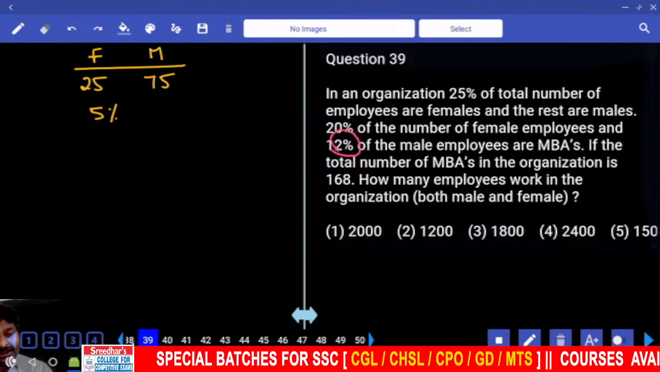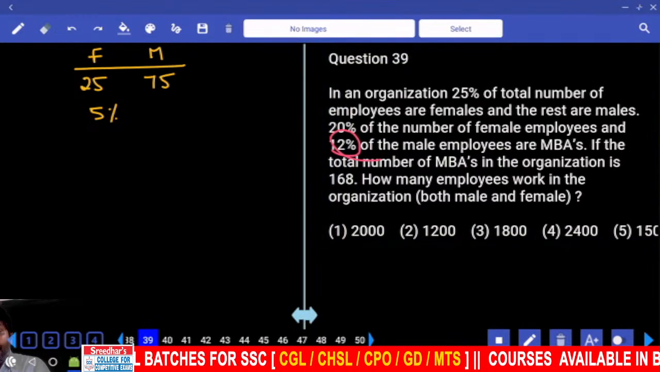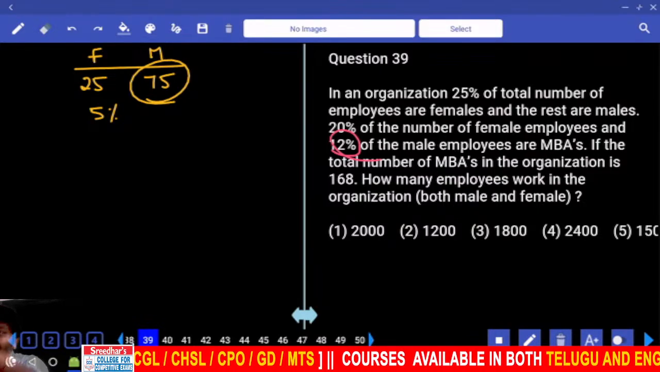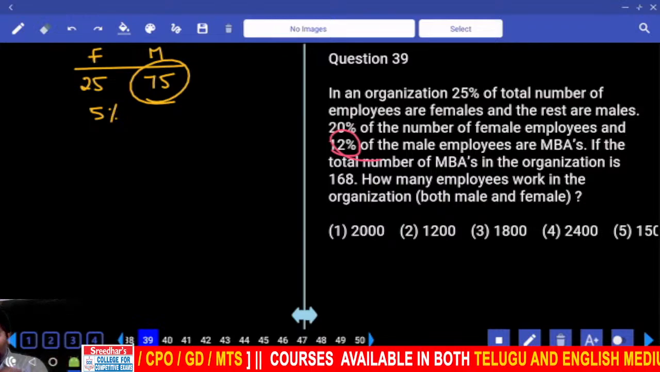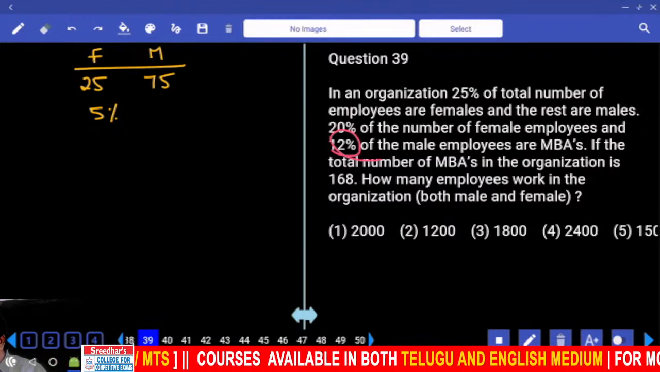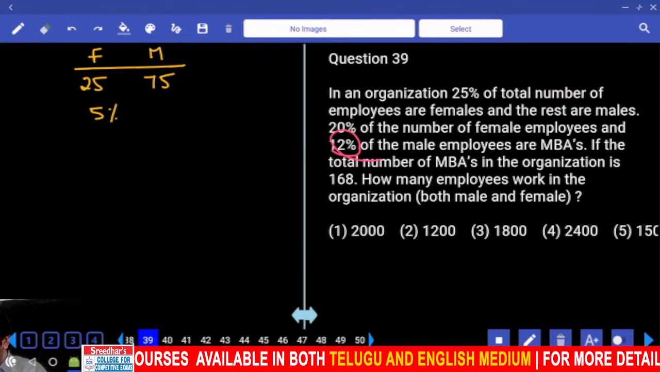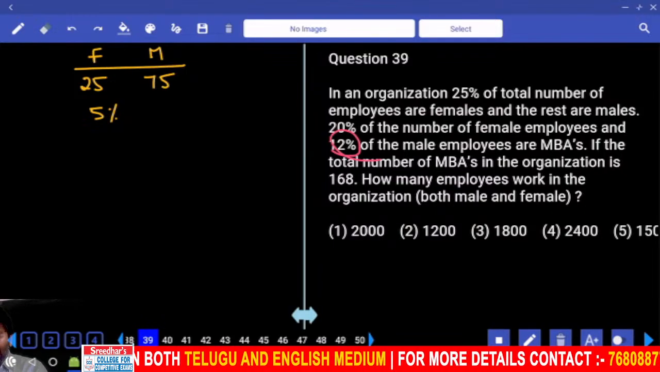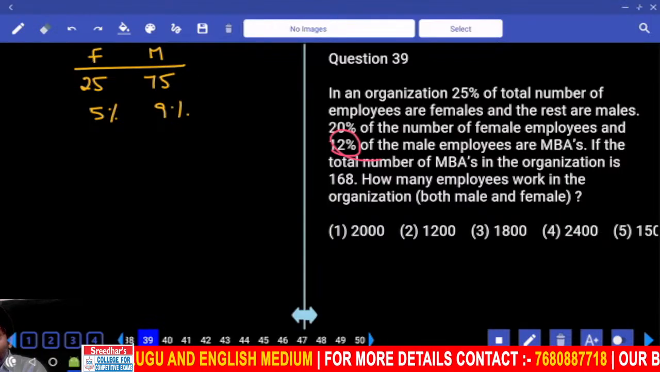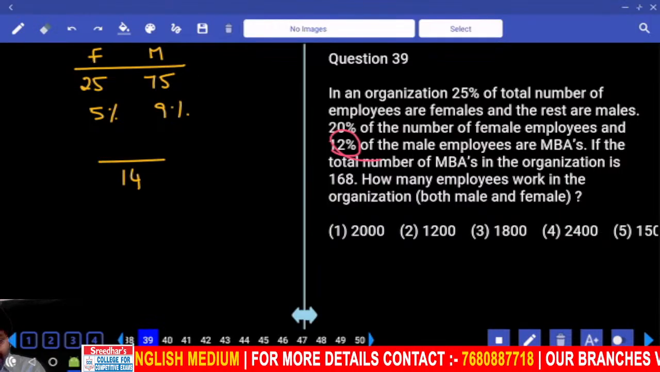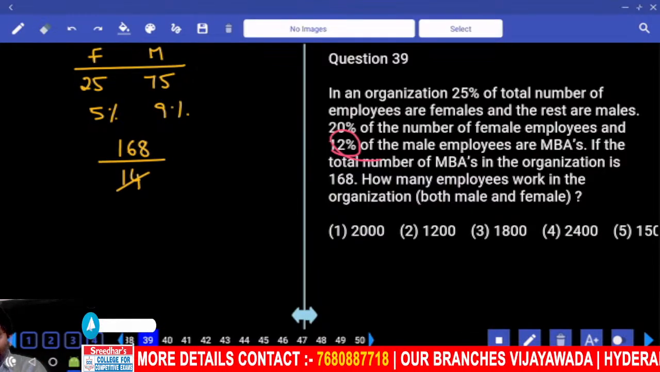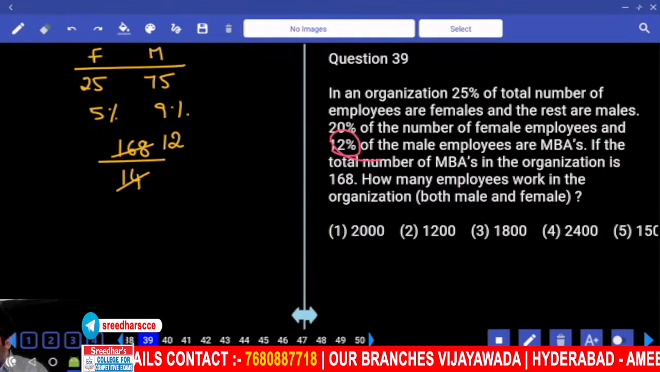12% calculated on male. Male are 75%, so 12% of 75 or 75% of 12. 75% is easy to calculate. Half plus half: half of 12 is 6, plus half of that, 3. Total 9. So total MBA students are 14%. In terms of number, they are 168. 14 how many times? 12 times.